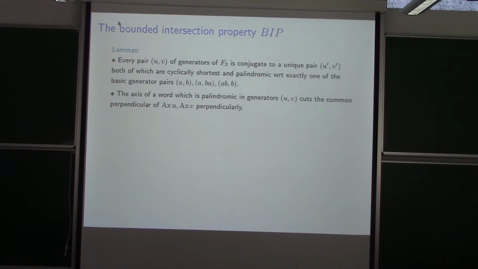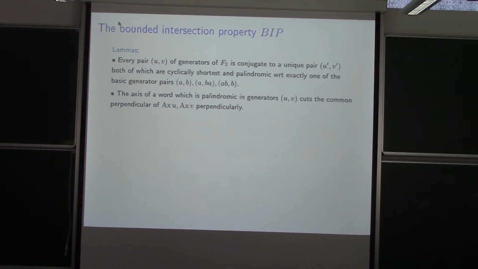So here are two lemmas, and then you will see what's wrong with the symposium poster. Here is a lemma. I don't know if anybody knows this lemma, tell me. So you take a pair of generators of the free group. The lemma says it's conjugate to a unique other pair, sort of simultaneously conjugate, such that both of these two are cyclically shortest, and they're both palindromic with respect to either the pair A, B or this pair or this pair.